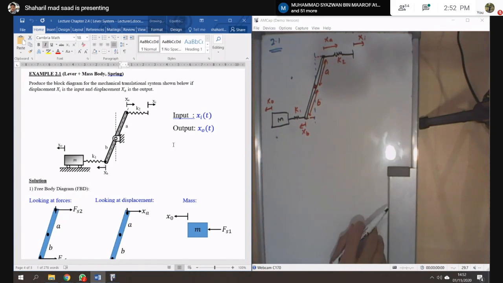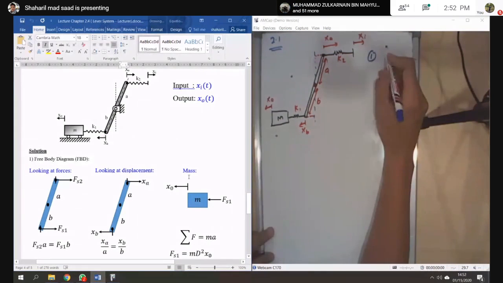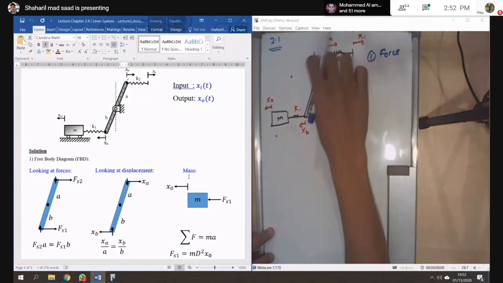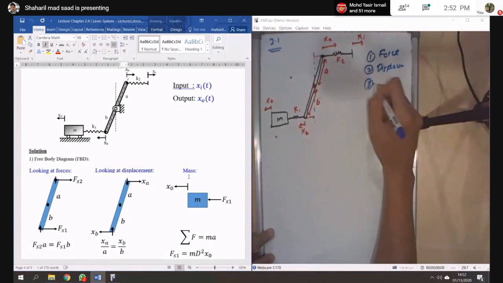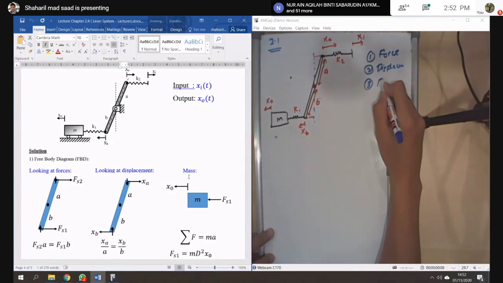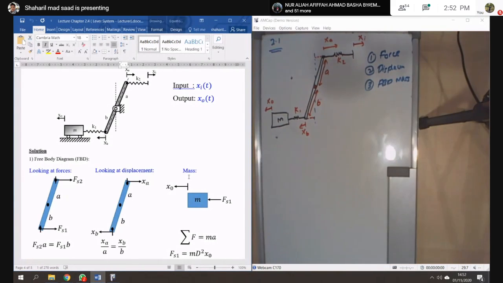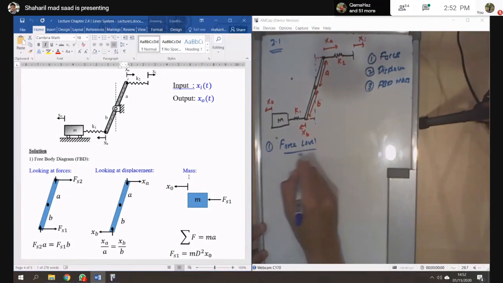So there are three parameters that you need to look at. One is the force that applies to this lever, and then another one is the displacement. And then number two, you need to draw the free body diagram for the mass. These are the parameters that you need to look at. First of all, look at the force at the lever. So draw this again.